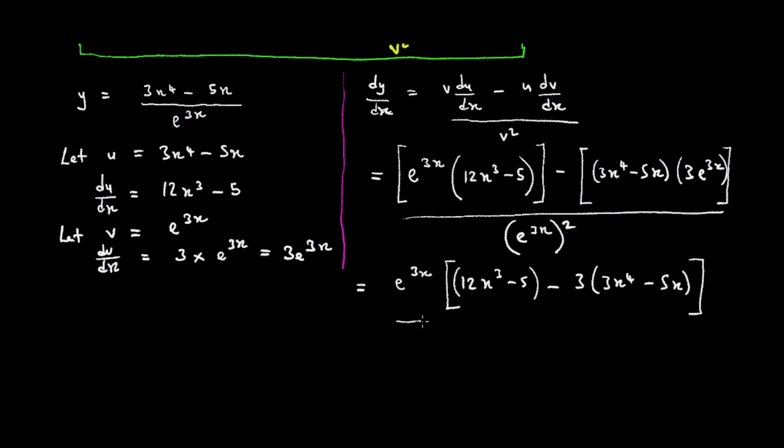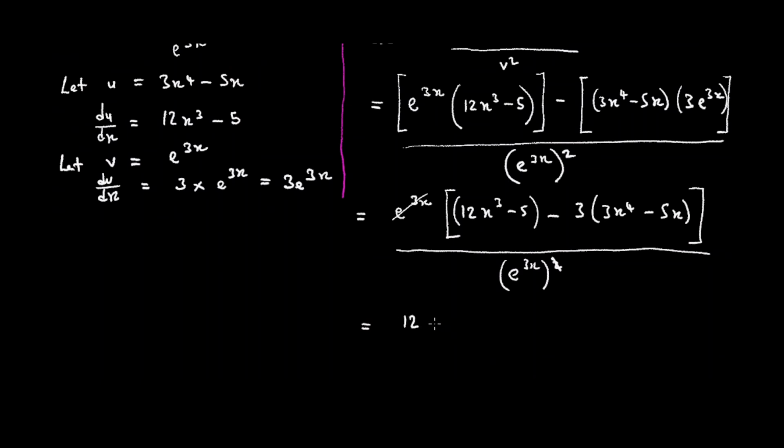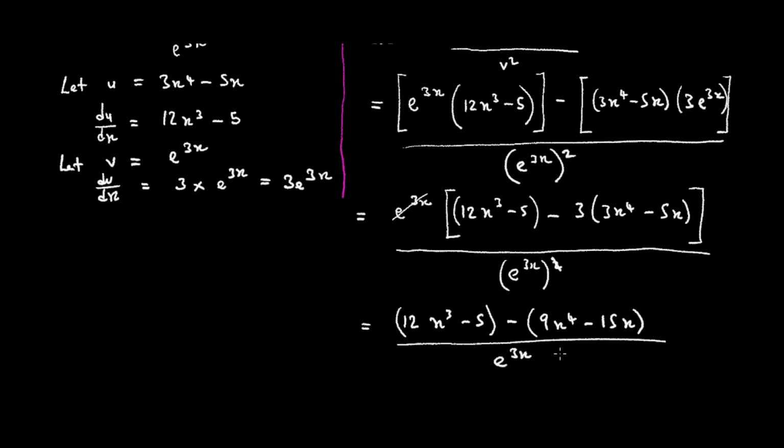But make sure you remember that this is dividing e to the power 3x squared. Once you have factored out, if the denominator has a power, just leave it as it is, because e to the 3x will cancel into the denominator, leaving e to the power 3x. This means our final answer here is equal to 12x cubed minus 5 in brackets, minus 9x to the 4 minus 15x, all over e to the power 3x. Done.